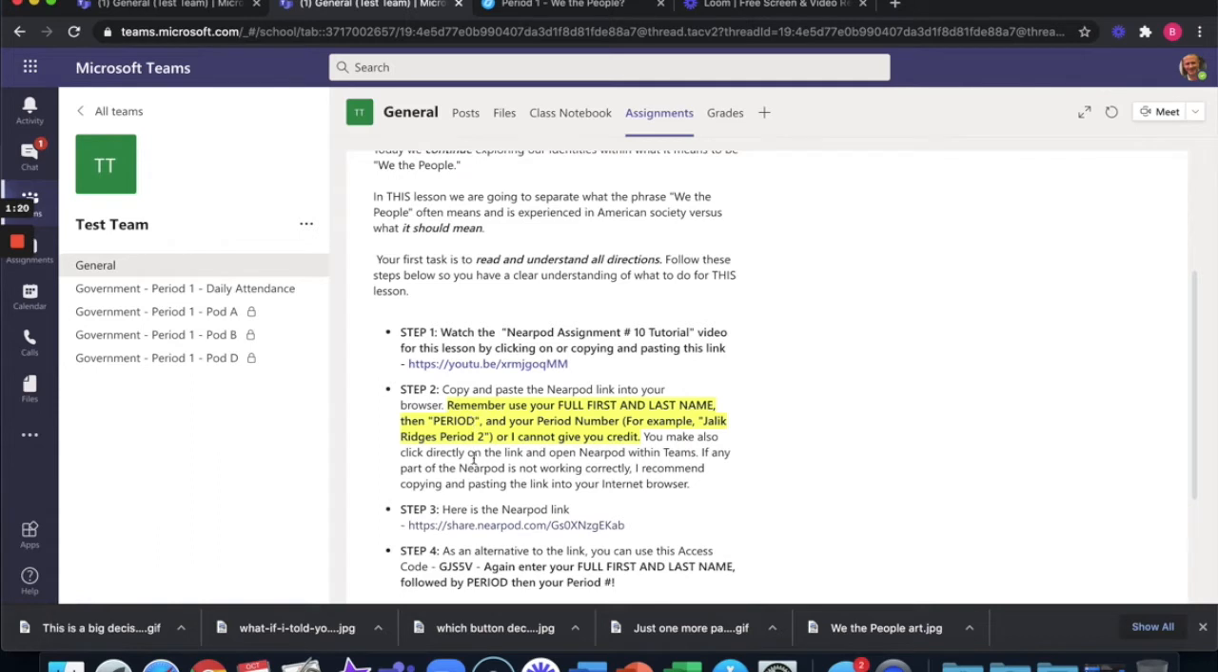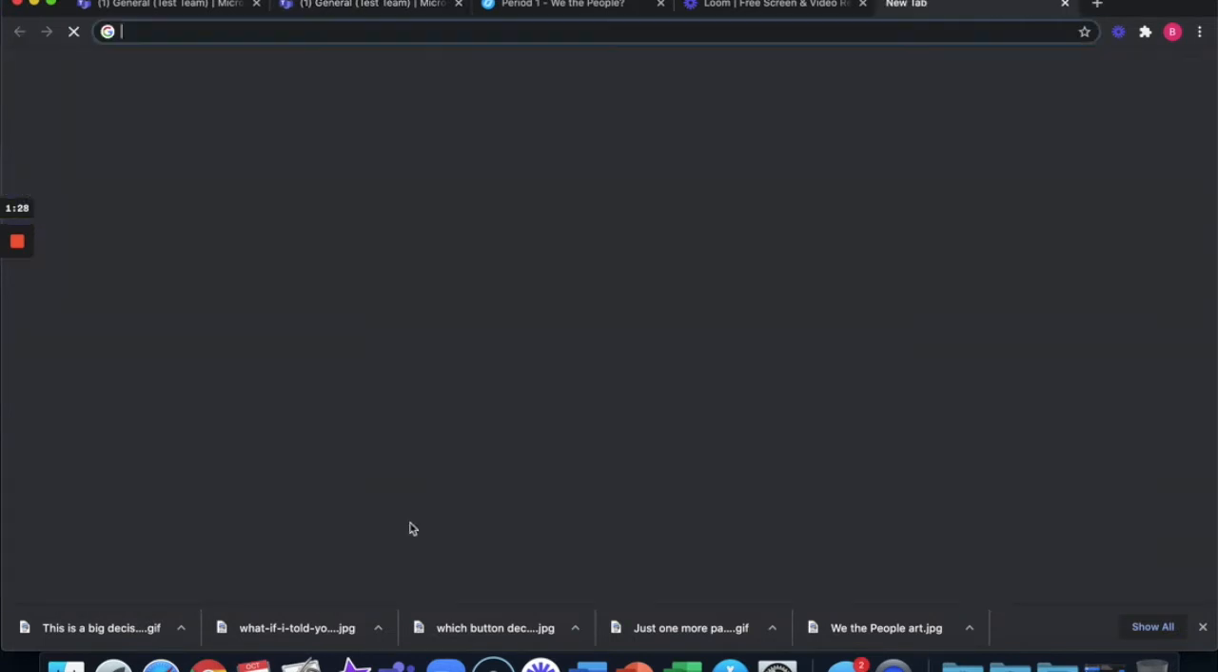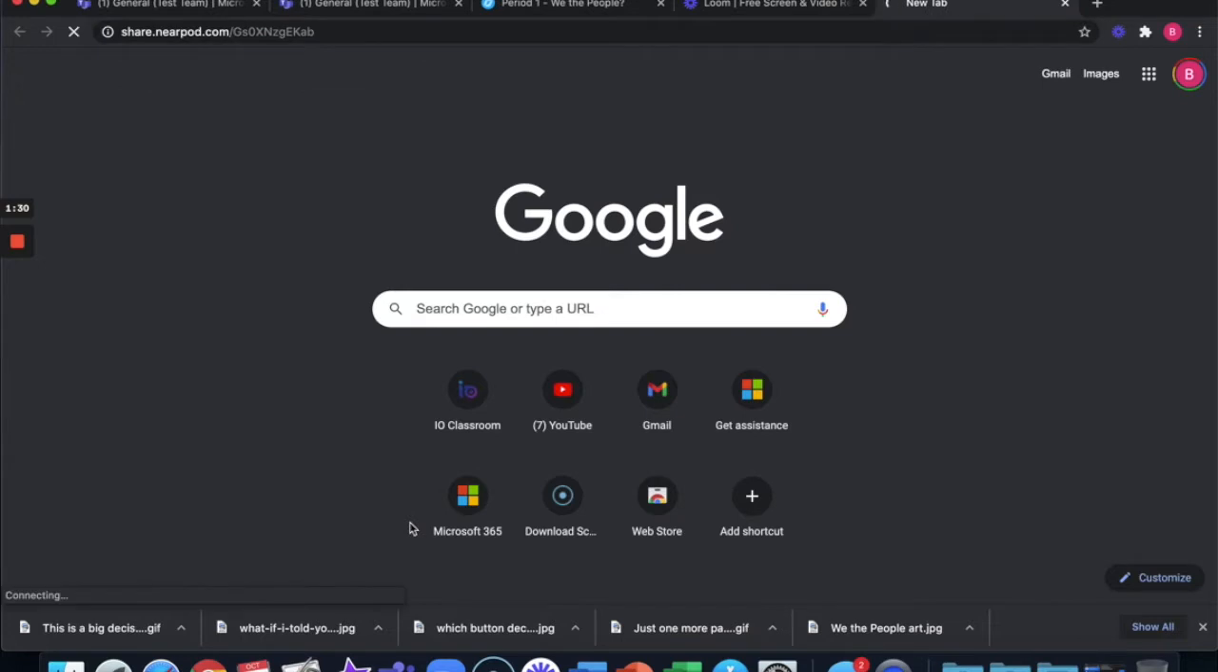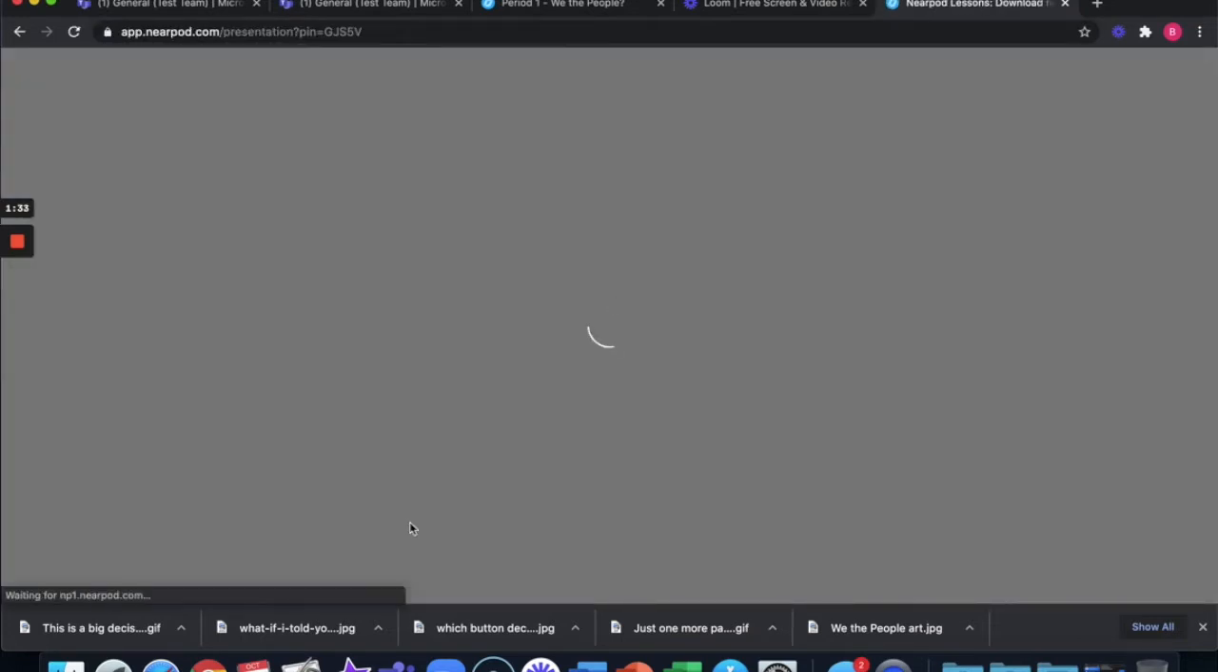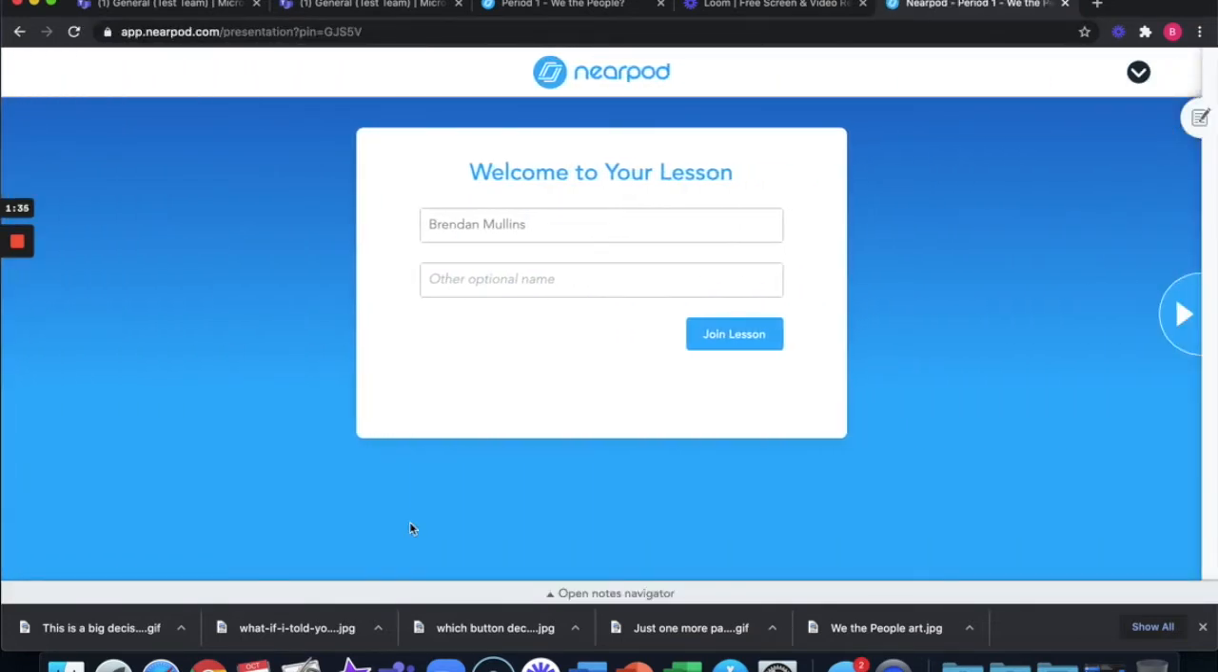Now remember, there are 2 ways that you can view the Nearpod. Okay, I still argue that the best way to do it is to copy and paste the link into your browser. The reason I keep saying that is because it guarantees that everything in the Nearpod will work. Just don't forget to join the lesson. I want your first name, your last name, and then you're going to add the period that you belong to. That way it will make grading easy for me.